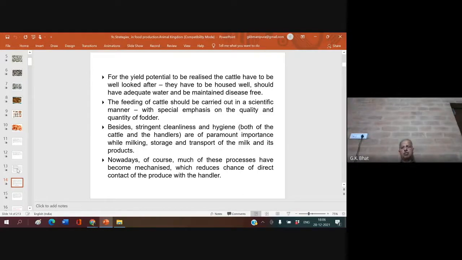Nowadays, of course, much of these processes have become mechanized. You are not going to milk the cattle by hand. The machines are fixed to the udder. You know, udder is the teat of this cattle. The machine is put there, it shakes and it makes the milk ooze out of this teat. So nowadays much of these processes have become mechanized, which reduces the chance of a direct contact of the produce with the handler.